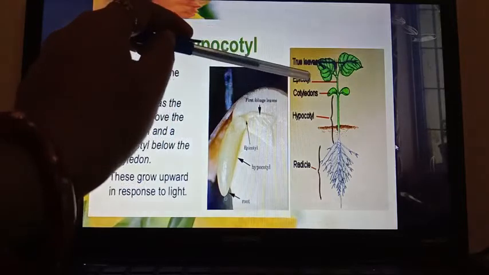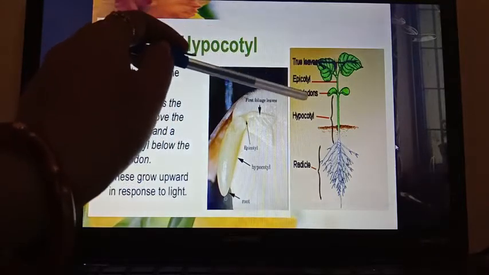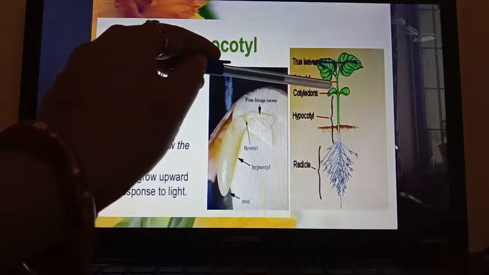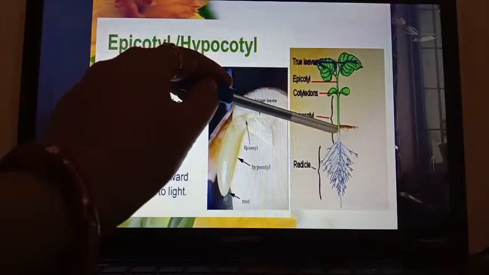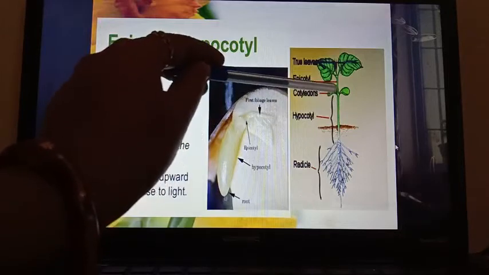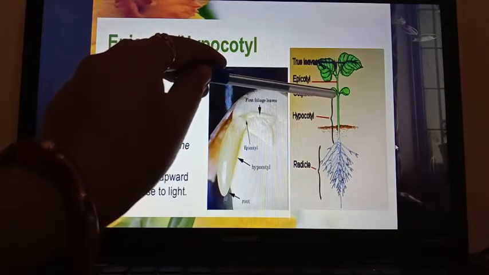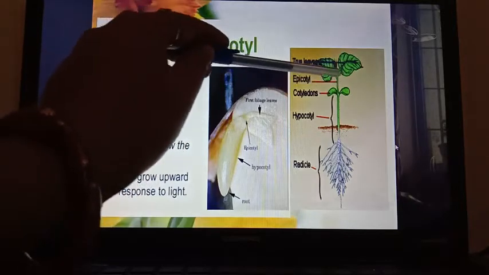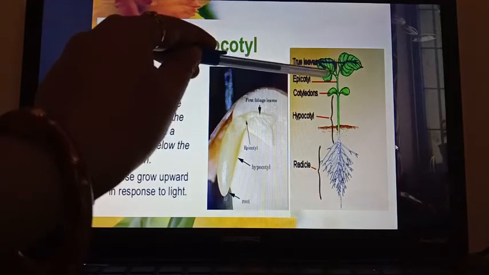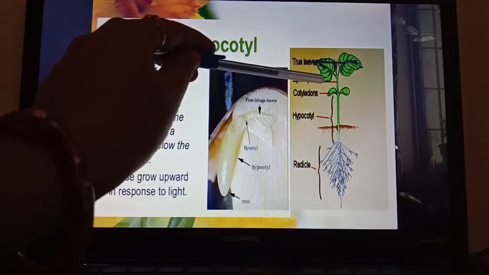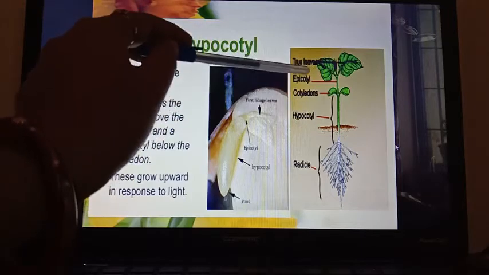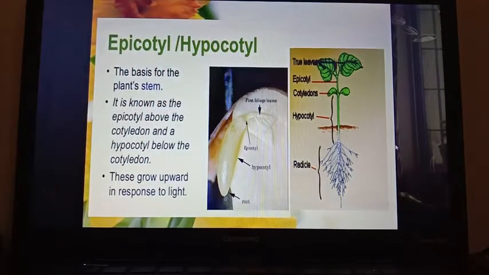So what is hypocotyle and epicotyle? You can see here clearly. Hypocotyle actually is the part just below the cotyledon, and it is present just in between the radicle and the cotyledon. And epicotyle, this part, is present just up of the cotyledonary part. Okay, so this is the location of epicotyle and hypocotyle.